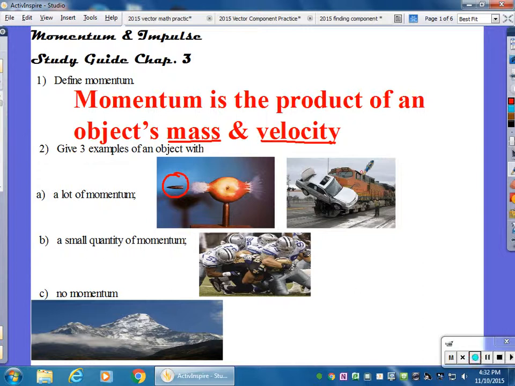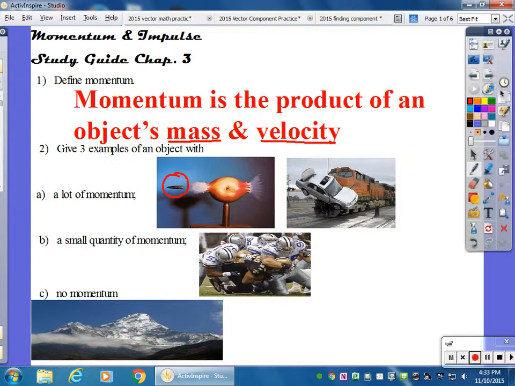Here's another example. These football players would have a relatively small amount of momentum when you compare them to the bullet or this train, because they're relatively not that large, and they're not really moving all that fast. And then here, finally, is an example in this mountain of an object that is obviously huge and massive, but has no momentum because it's not moving. So objects need to be moving and they need to have a mass. So there's the key takeaway there for momentum.